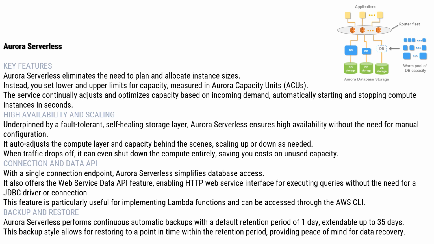It also offers the Web Service Data API feature, enabling an HTTP web server interface for executing queries without the need for a JDBC driver or connection. This feature is particularly useful for implementing Lambda functions and can be accessed through the AWS CLI. Aurora Serverless performs continuous automatic backups with a default retention period of 1 day, extendable up to 35 days. These backups allow for restoring to a point in time within the retention period, providing peace of mind for data recovery.